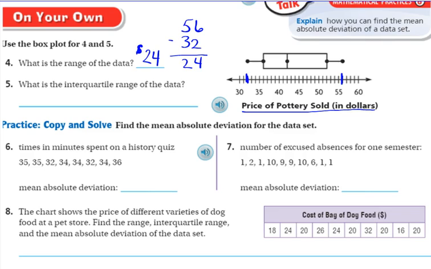Number 5, what is the interquartile range of the data? Well, remember, we're going to take the upper quartile, which looks like it's 52, and subtract the lower quartile, which is 36. So for this one, we'd have 52 minus 36, which gives us 16. So the range of that data is $24 and the interquartile range is $16.